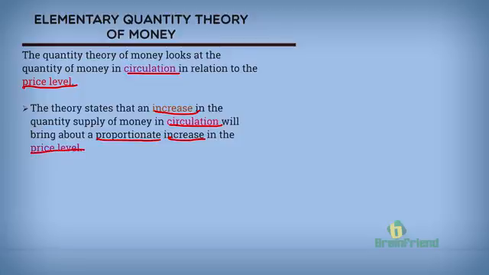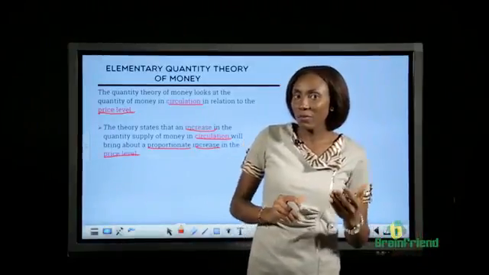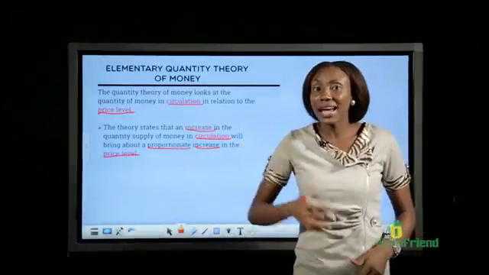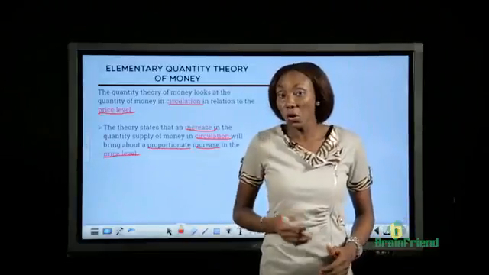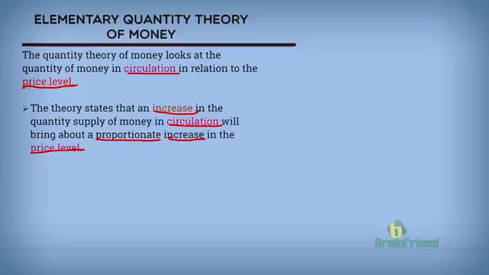What are we saying here? That an increase in the quantity supply of money will bring about an increase in the prices of goods and services. This theory came about in the 16th century and was later modified by the monetary school of economics, which was headed by Irving Fisher.